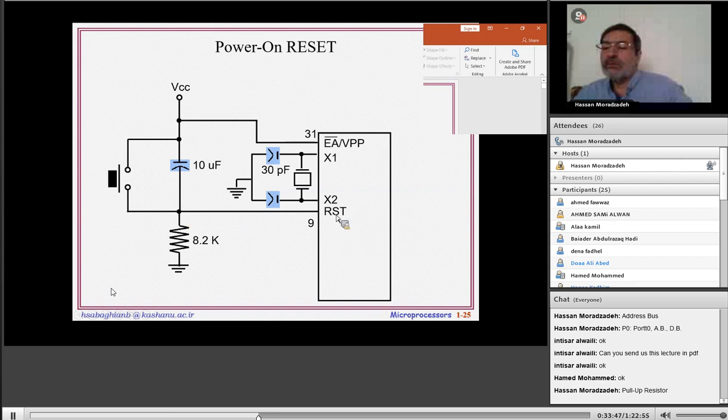This is the external access bar pin, connected to VCC. That means there isn't any external access. In this slide we see this circuitry and this push button. When you push this push button, the VCC is connected directly to this pin. That means the microcontroller will be reset. That's right, by pushing this push button. Go to the next slide.